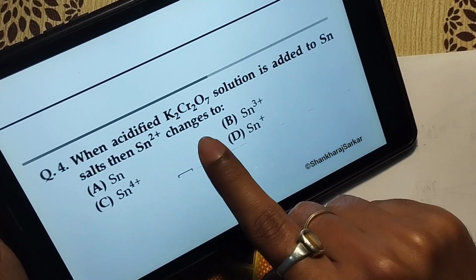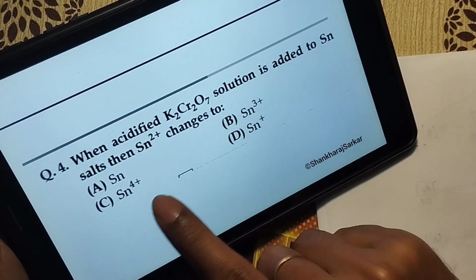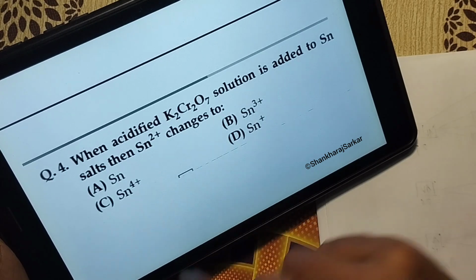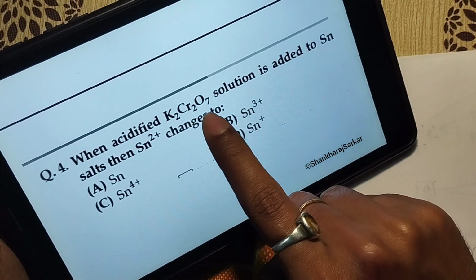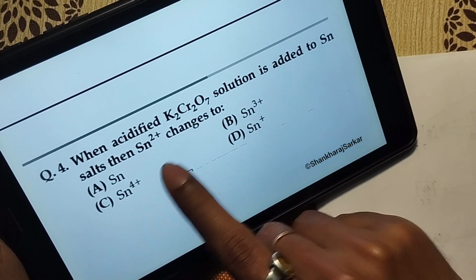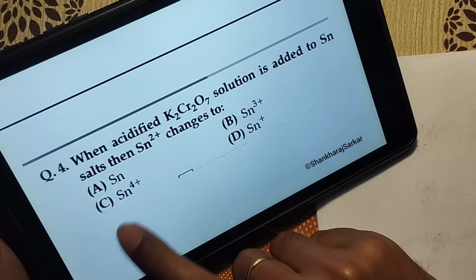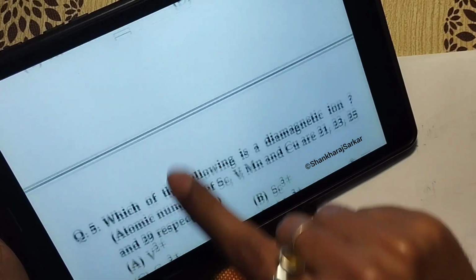When acidified K2Cr2O7 solution is added to Sn salt, then Sn2+. So we know that K2Cr2O7 is an oxidizing agent, so Sn2+ will oxidize into Sn4+. So option C is the correct option.